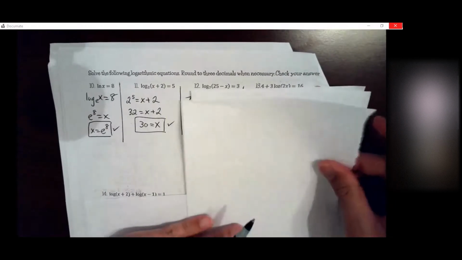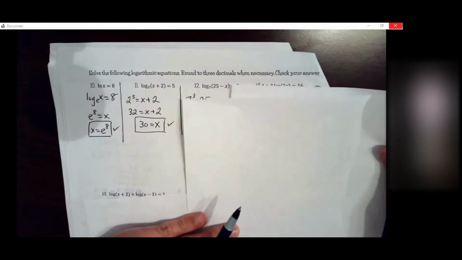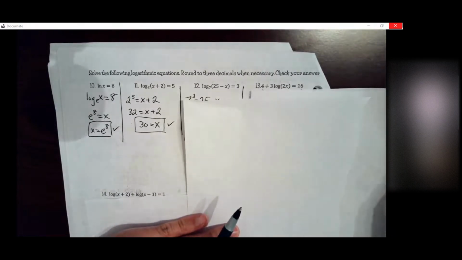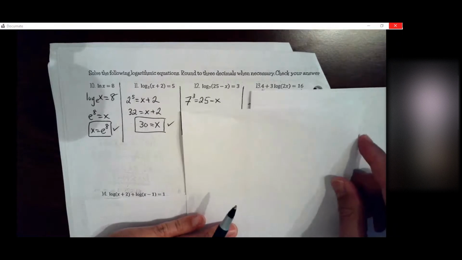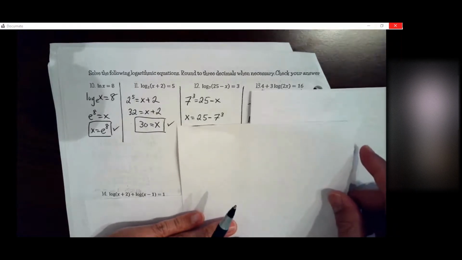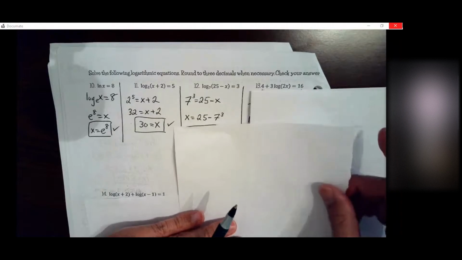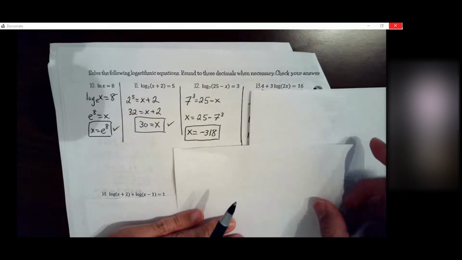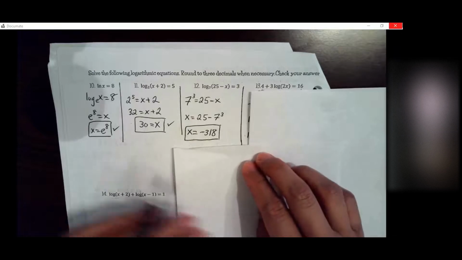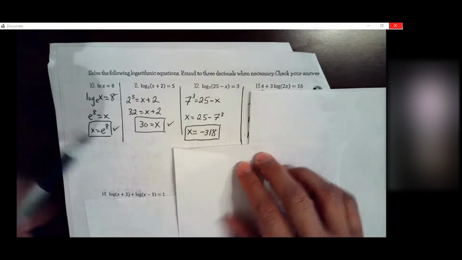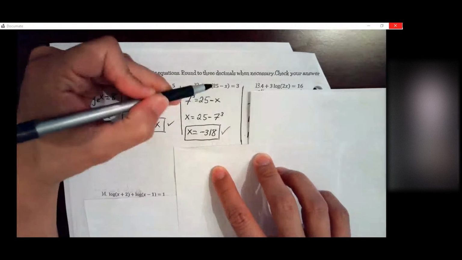Number 12. 7 to the 3rd equals 25 minus x. 343 is 7 to the 3rd. So then that minus 25 was 318, which equals negative x. So negative 318 equals x. And that works. Yeah, it's a valid solution.